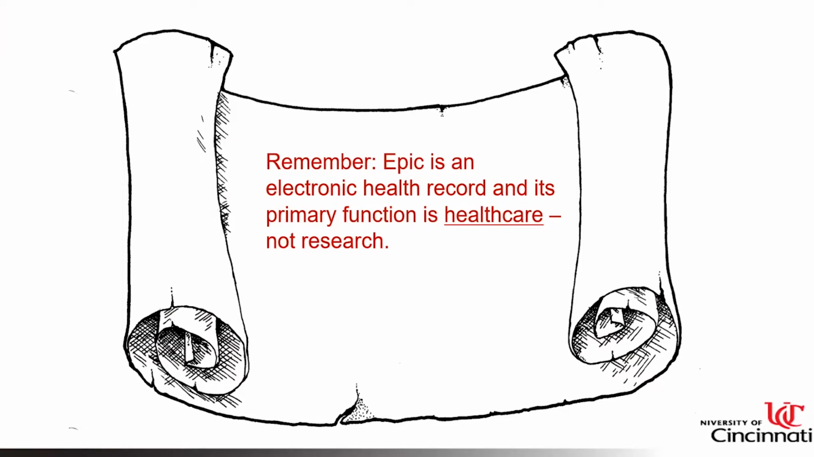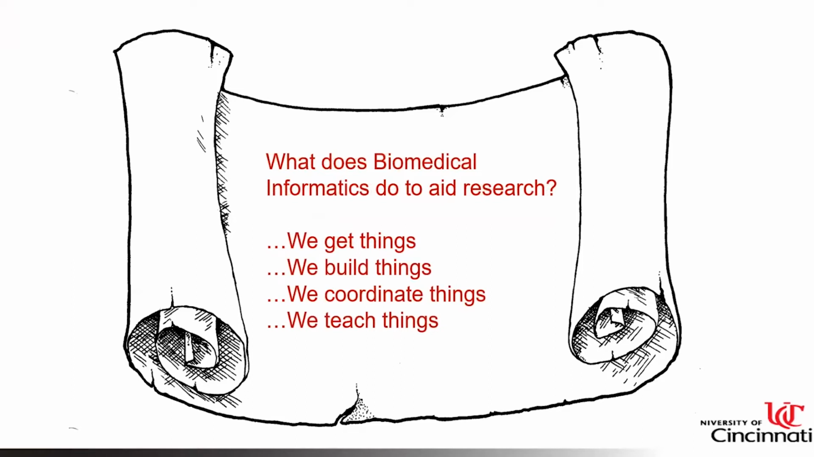It might be things such as informed consent, or, how do we keep track of who's in what studies? Because if they're on an experimental drug in a research study and it counteracts negatively with another medication, that's a dangerous situation. So they need to know who's in studies. So those things are in there. But primarily, research is an external function of the health record. And so we, as the honest broker, help facilitate those types of operations. So to aid research, we get things, we build things, we coordinate things, and as you heard at the very beginning, we teach things.